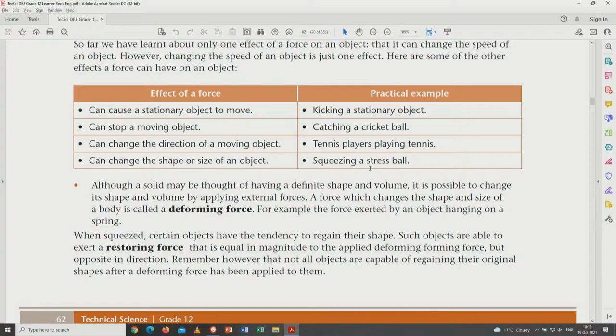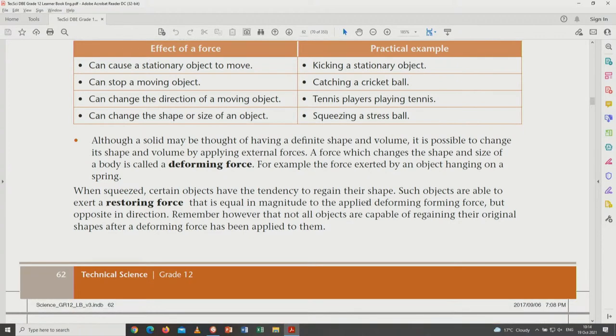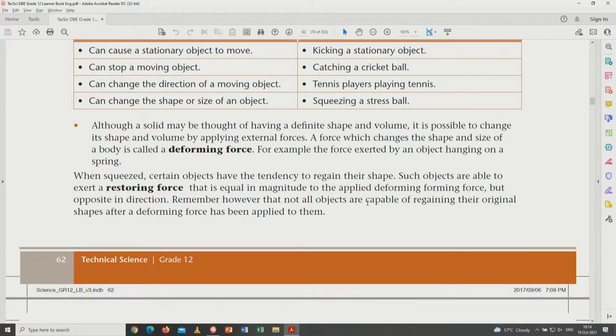Example that is given here is squeezing a stress ball. A stress ball is like a tennis ball that you can squeeze. You change its shape as you press it in your hand. So although we may think of solids as having a definite shape and volume, it is possible to change the shape and volume. And you have seen that if you take a cold drink can and you squeeze it, also like you squeeze a tennis ball or a stress ball, then we can change its shape by sort of crushing it. So a force can change the shape of an object or the size of an object in that particular way. And such a force that changes the shape and size of an object is referred to as a deforming force.